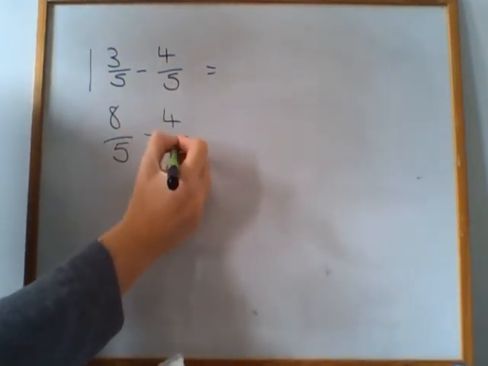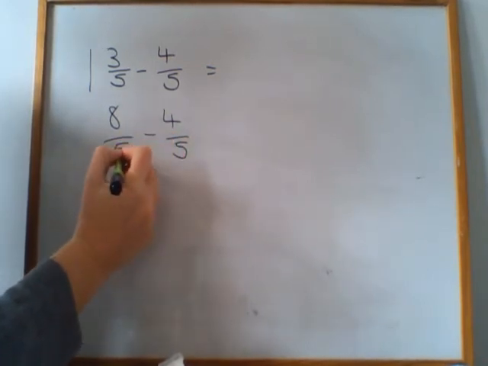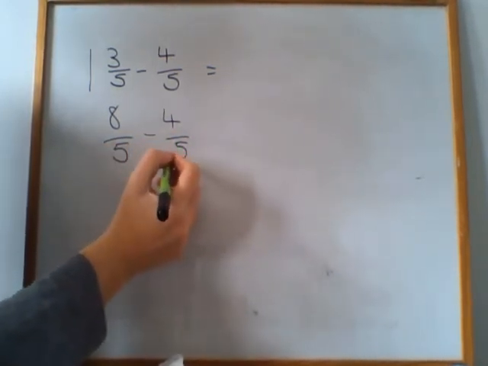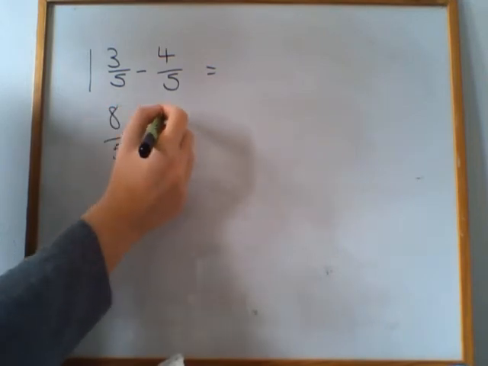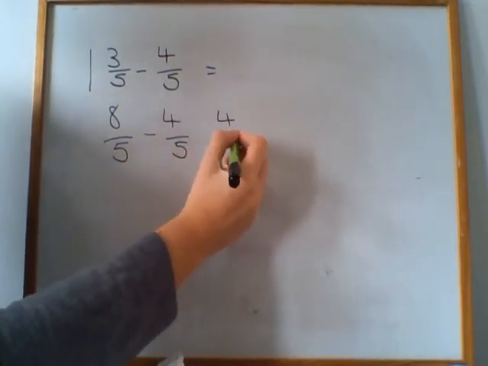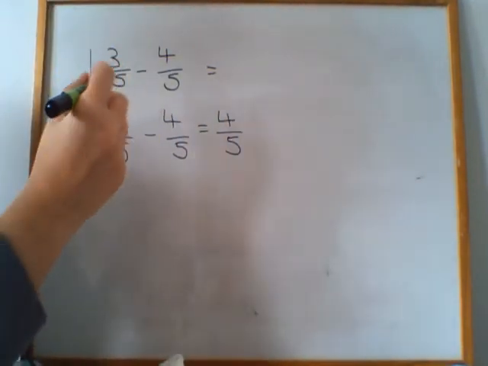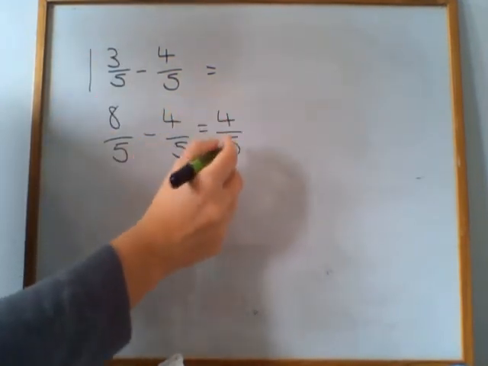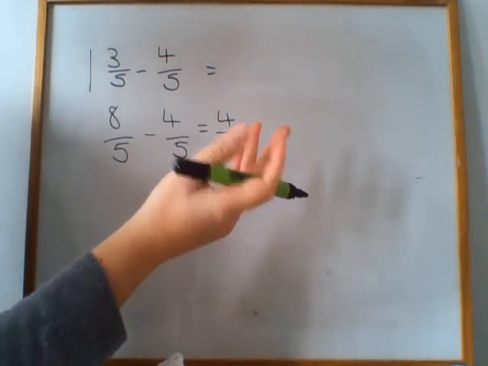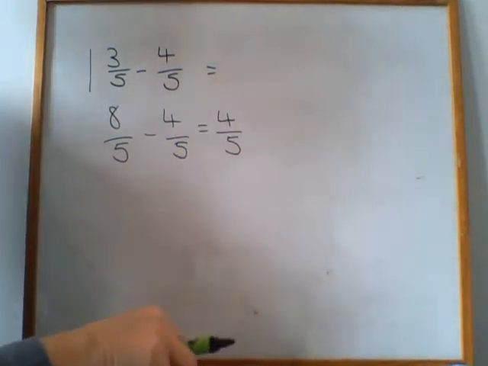Take away 4/5. Because it's take away, I need to check my denominators, but they're the same, so I don't have to do anything. 8 take away 4 is 4. And there's your answer, 4/5. So all we had to do there was make them the same. We don't have to convert it back. It's not a mixed number, that's absolutely fine. Your answer is 4/5 for that question.